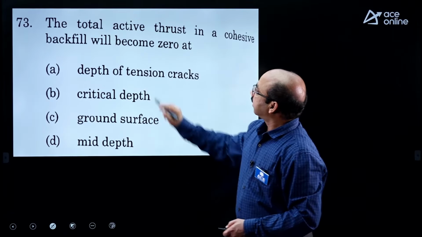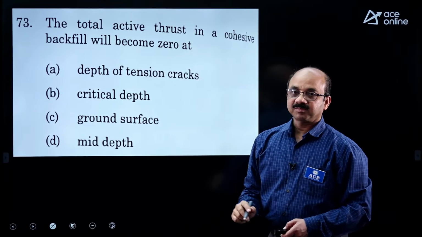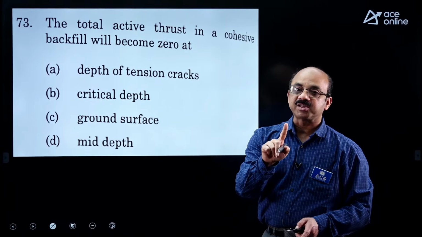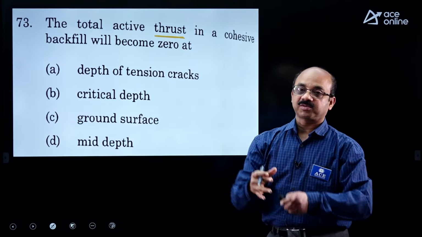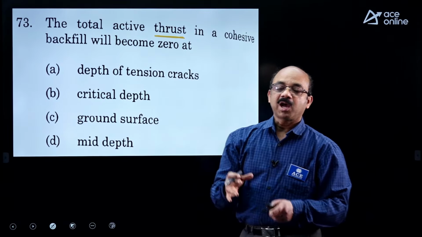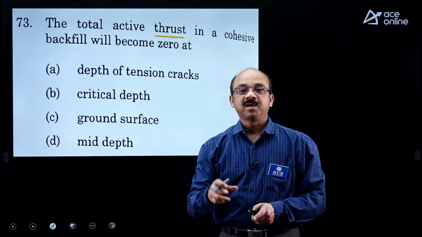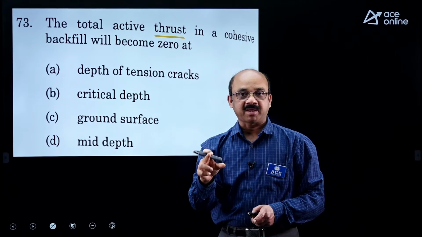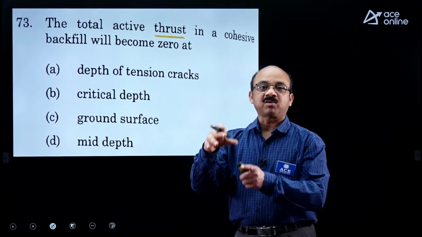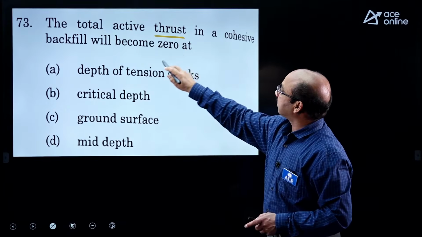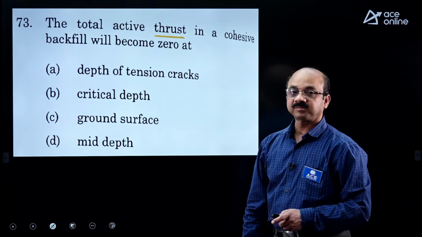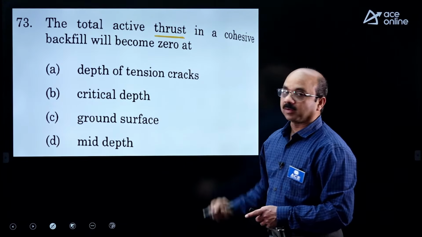Then, the total active thrust. Be careful here, it's not the active pressure. It is the thrust. Thrust means force. How do you get force in the case of retaining wall? If you take the area of the pressure diagram, that area diagram gives you the thrust, nothing but the force. The total active thrust in a cohesive soil will become 0 at depth of tension crack, no.